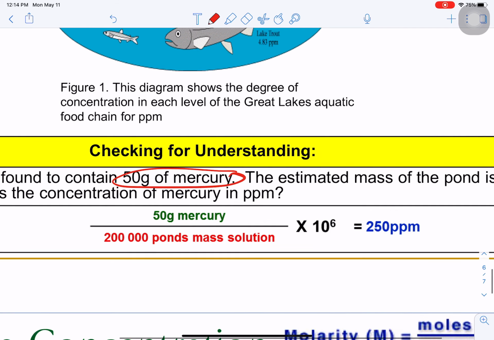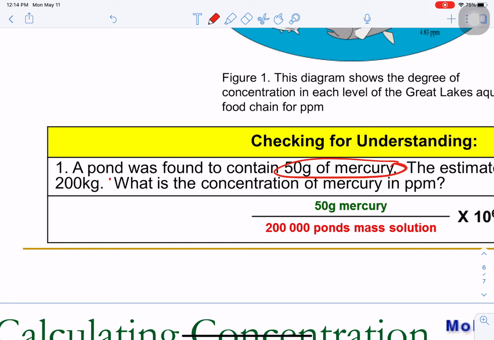Here it says the pond is 200. So this is the entire solution. Now, notice that this is in kilograms and this is in grams. Make sure they are the same unit in order to solve. So here I've put them both into grams. So this is 50 grams over 200,000 grams because all we have to do is multiply 200 kilograms by 1,000.